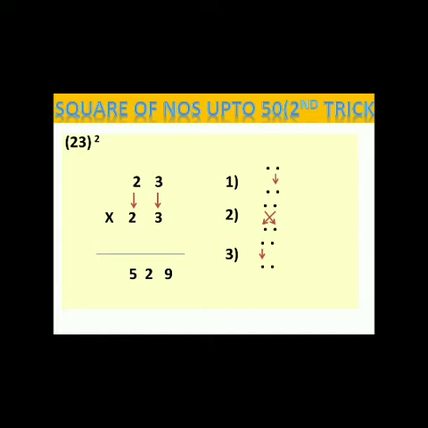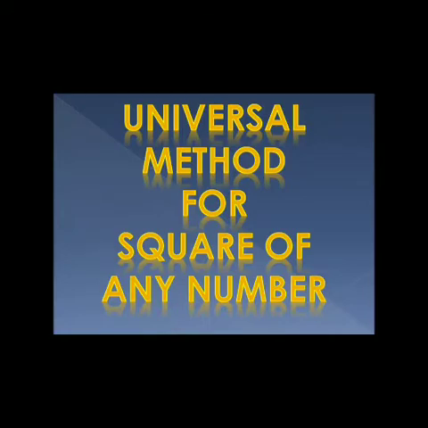So my answer for 23 square is 529. So children, this is all we have done in our previous videos also. This was just a revision for you. So children, I hope that you have understood the method for finding the square of numbers up to 50.